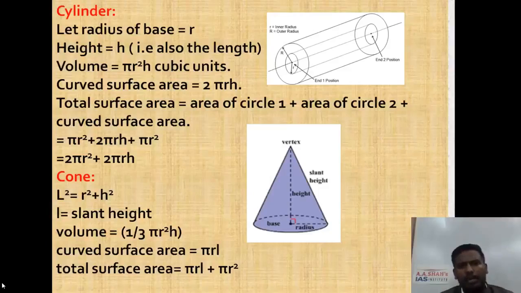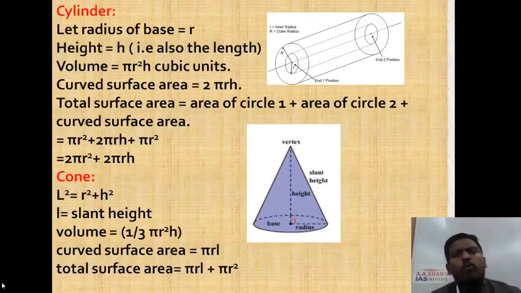Now the total surface area in the case of the cone becomes the upper curved surface area plus the base, which is a circular area. The upper curved surface area becomes pi rl, while the base becomes pi r square. So the total surface area of the cone is equal to pi rl plus pi r square, out of which the first, pi rl, goes with the upper curved surface area, and pi r square goes with the circular part at the base.